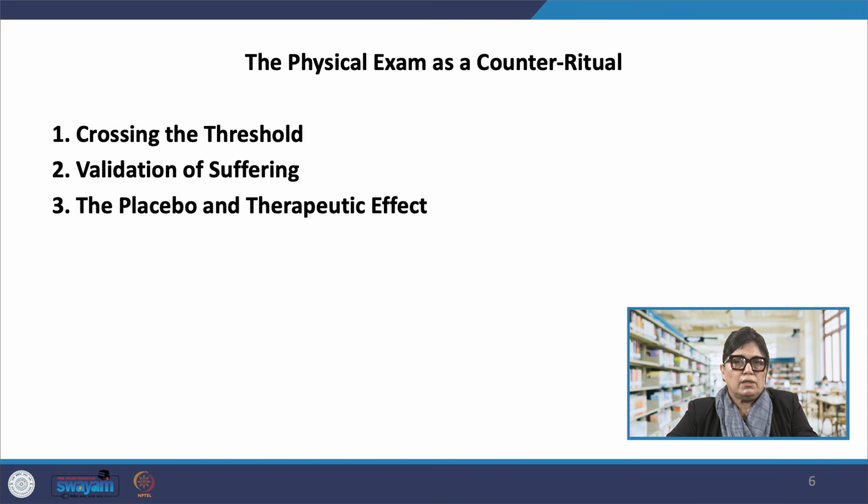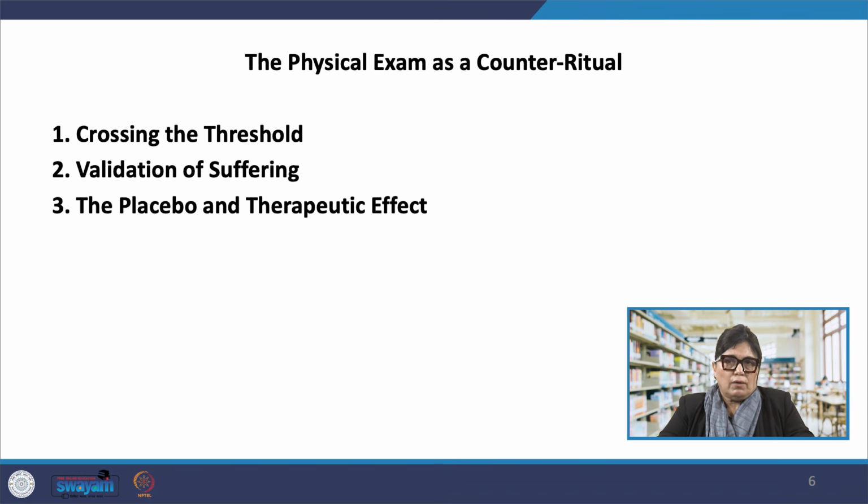Anthropological rituals signal a transition from one state to another, like a wedding or baptism. In medicine, the act of a patient confiding their vulnerability, undressing, and permitting another human to touch them is a profound crossing into a safe sanctuary space.